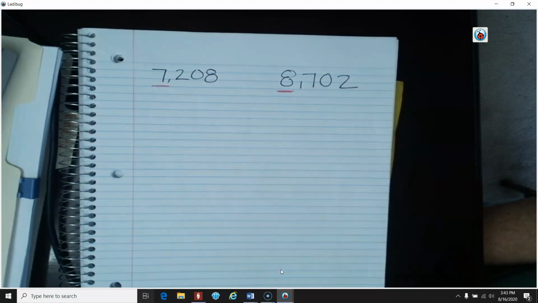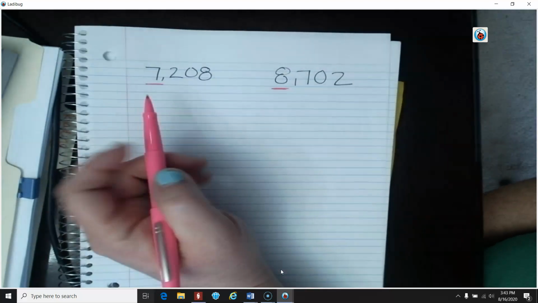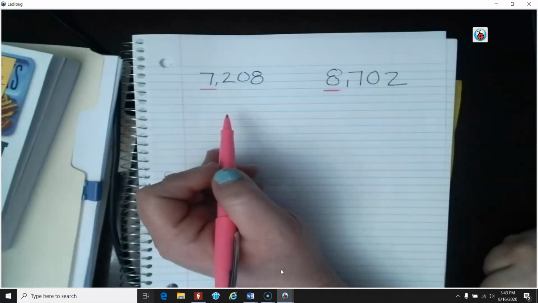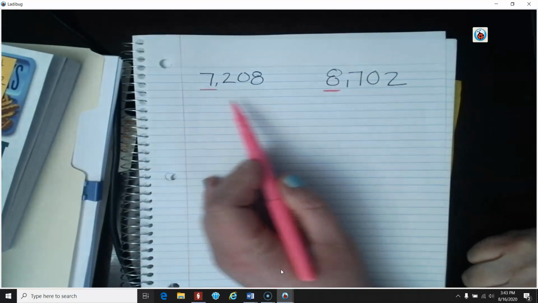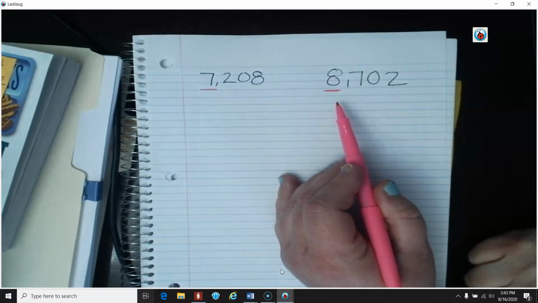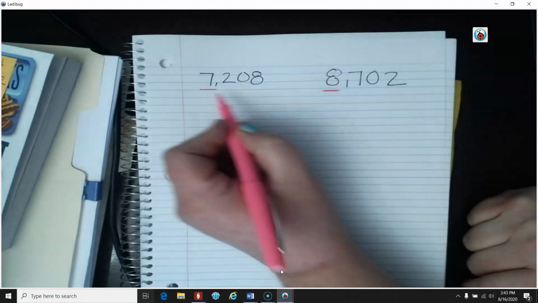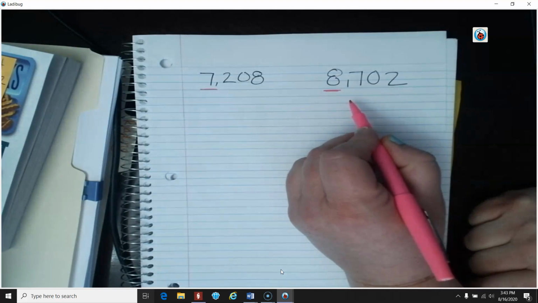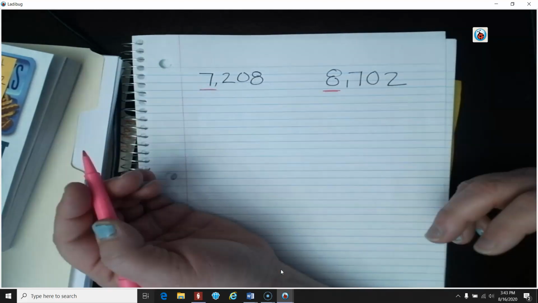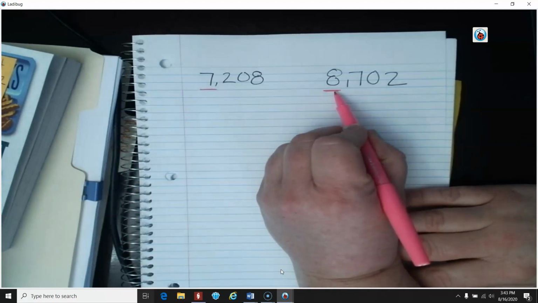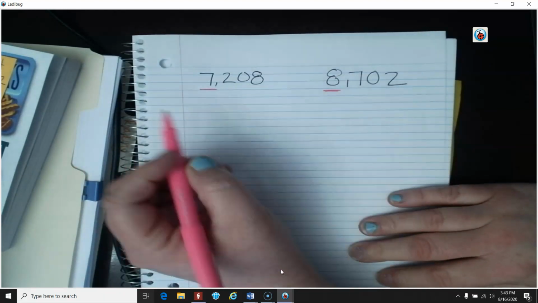So I now see that I have a 7 in my thousands on this one, and an 8 in my thousands over here. So I can already see that this number is bigger. I have more thousands in this number than I have in this one. So I'm actually already done because I now know this number is bigger, so we would read the comparison like this.